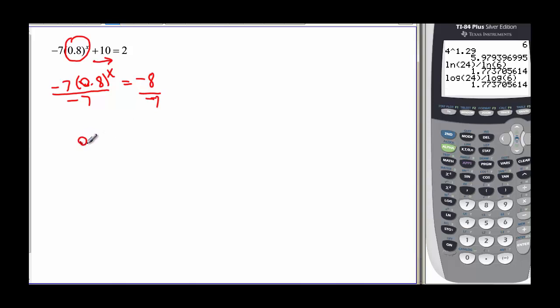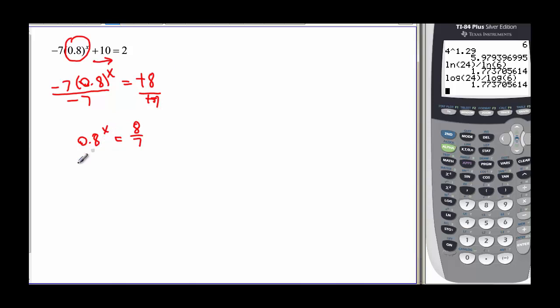So 0.8 to the x is equal to, a negative divided by a negative is a positive, 8 divided by 7. And I would leave it that way, because we can use parentheses when we take the log of both sides. So don't simplify here. Just leave it just like that. It's so much easier. And we want an exact answer, so we don't want to round anywhere that we don't have to.